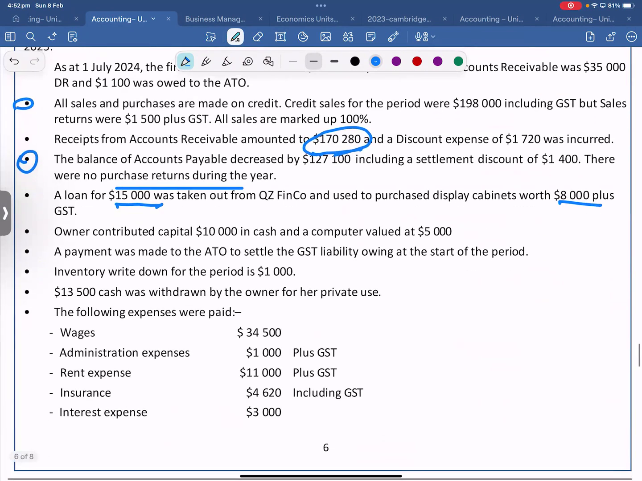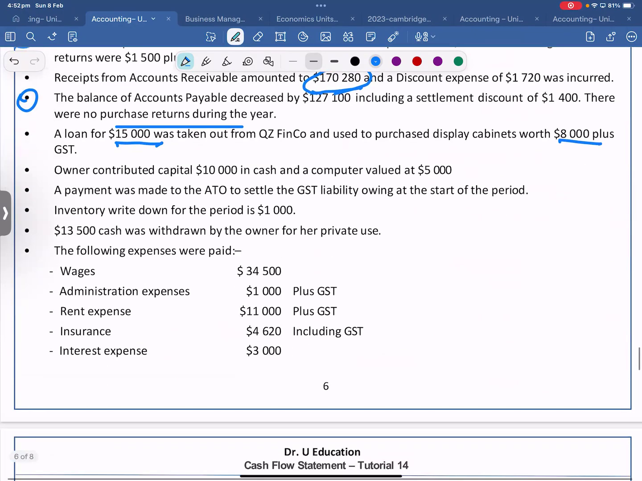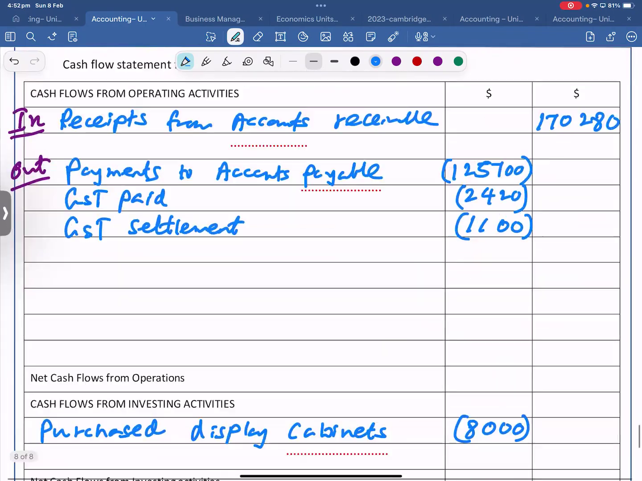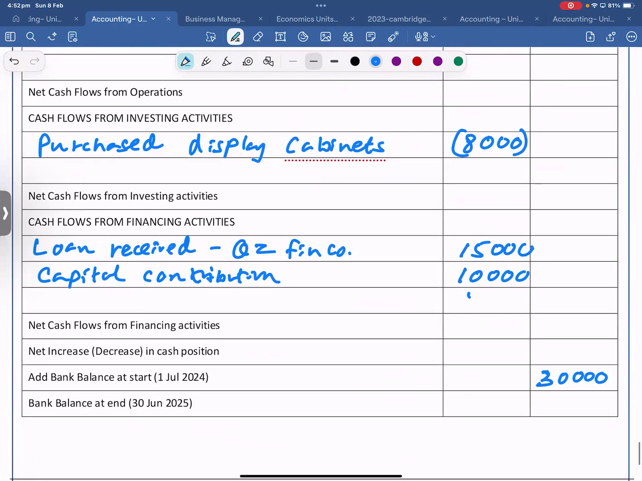Right. 13,500 was withdrawn by the owner for private use. Then what will happen? 13,500 becomes drawings. And it's a payment within brackets.